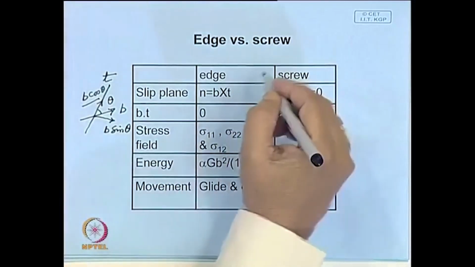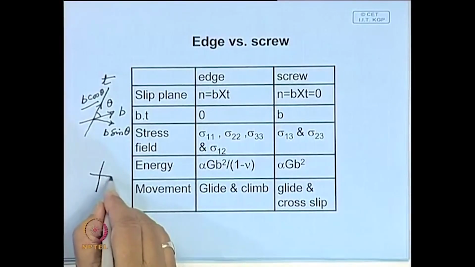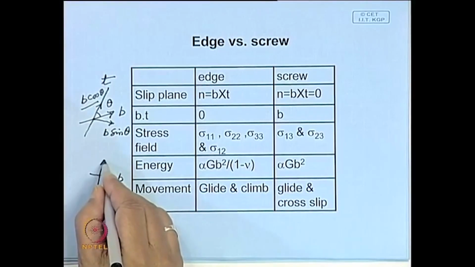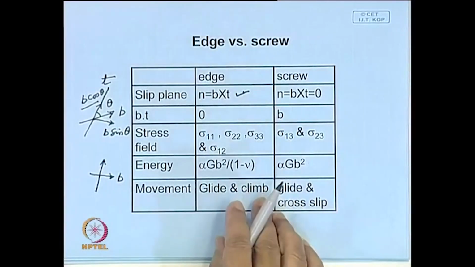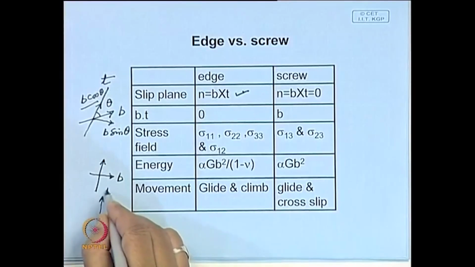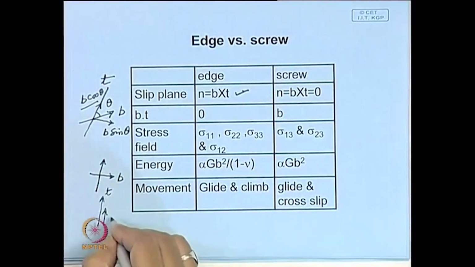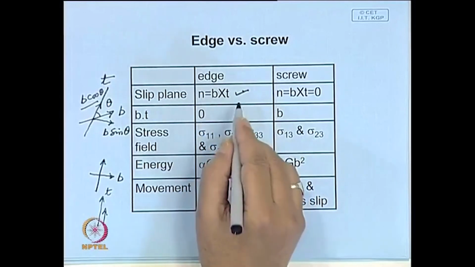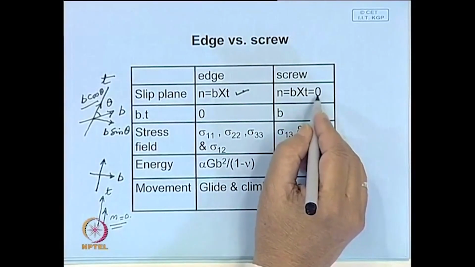Now, clearly if it is an edge dislocation, this is the dislocation direction, this is the Burgers vector, it can slip only on the plane which contains both t and b, and therefore the slip plane is given by b cross t. Now, the same thing if you do for screw dislocation, this is the dislocation direction, this is the Burgers vector. So, if you take a similar thing, the plane n comes out to be 0. b cross t is actually the vector representation of the slip plane. So, in this case n comes out to be 0, which means this is more mobile by glide.